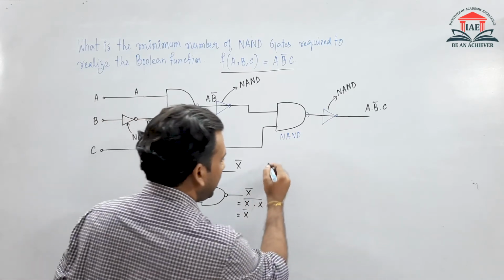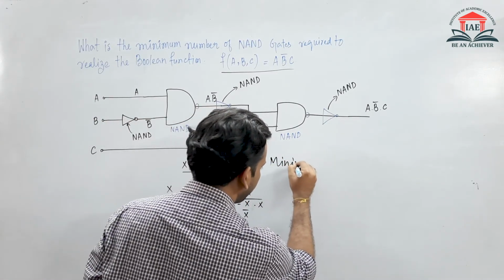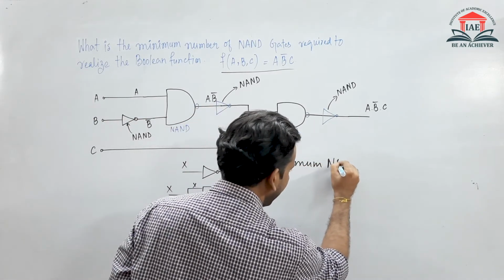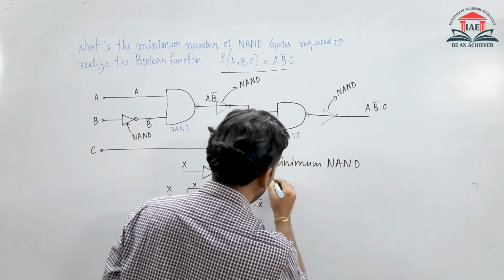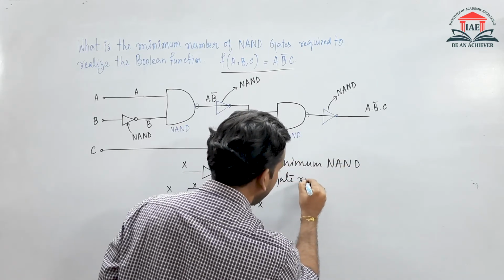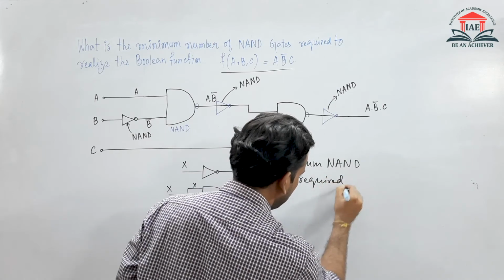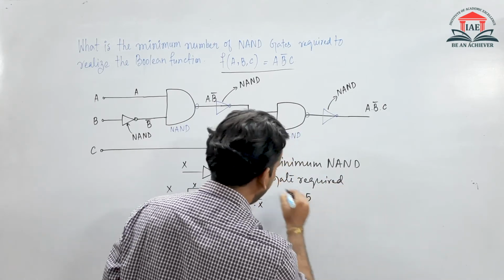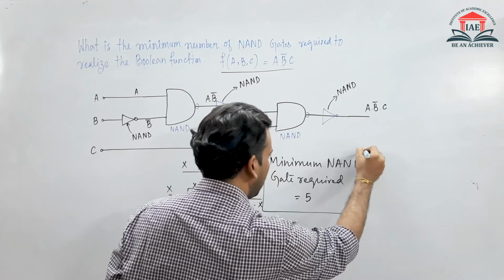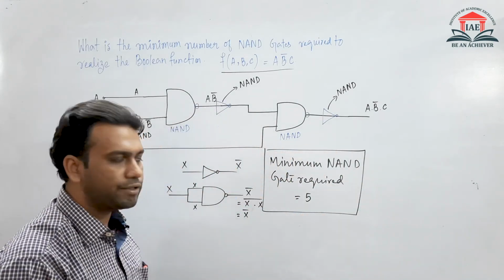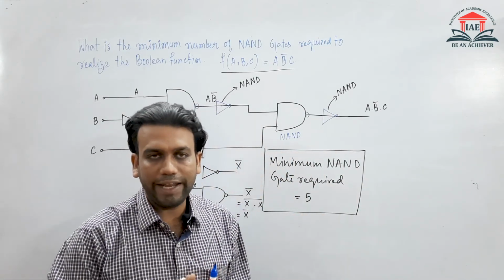So, the answer will be minimum NAND gate required is equals to 5. So, this is the answer of this question. That means we need minimum number of NAND gates as 5.